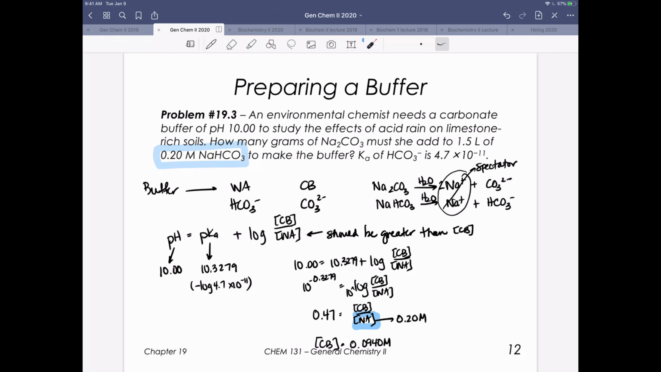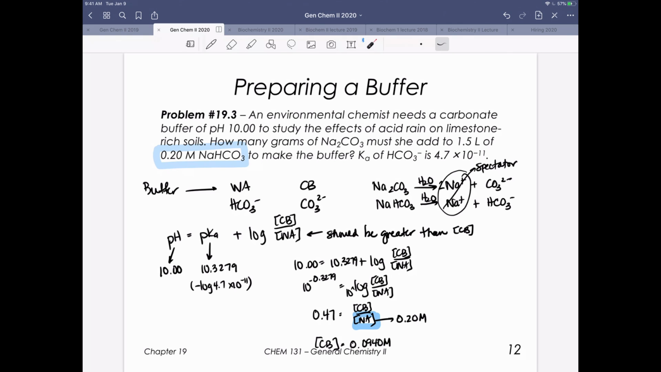So again, walking through what we have here, the pH is given, and pKa is indirectly given as Ka. If we want to solve this for the ratio, we essentially are going to take 10 to the power of both sides, so 10 to the minus 0.3279, 10 to the minus log of the conjugate base over the weak acid equals the ratio of the conjugate base to the weak acid. And so we can figure out that the conjugate base concentration is 0.0940. Keep in mind, this still doesn't answer the question. We want to know how many grams of sodium carbonate.